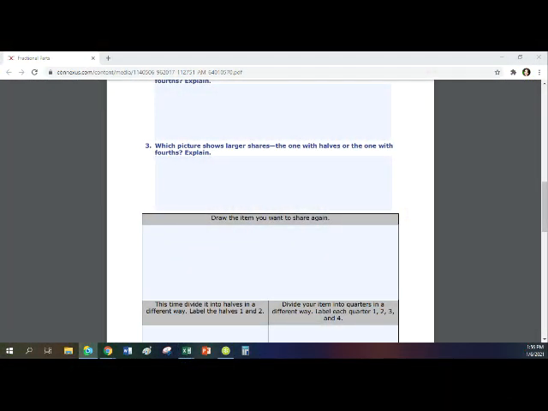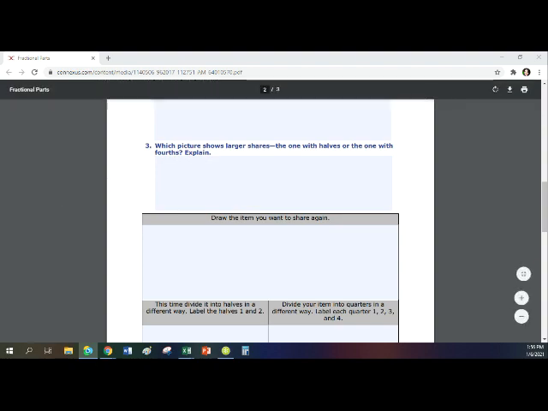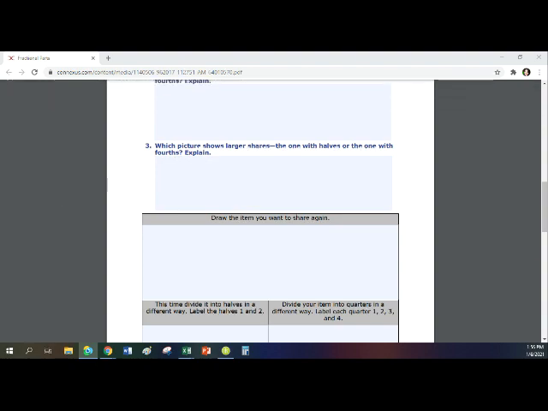All right, there's another question. Number 3 says, which picture shows larger shares? The one with halves or the ones with fourths? Explain. So now it wants us to decide which one has larger shares, or another word for that would be larger pieces or larger parts.